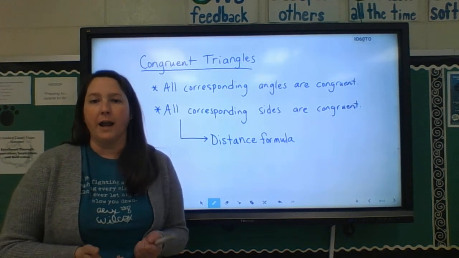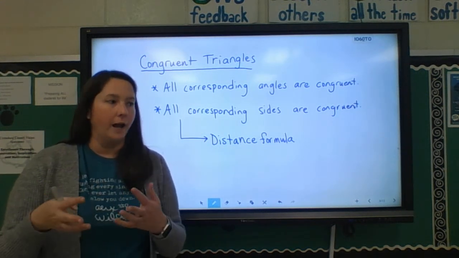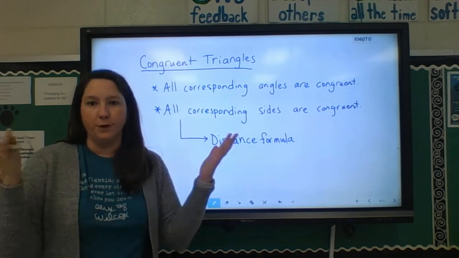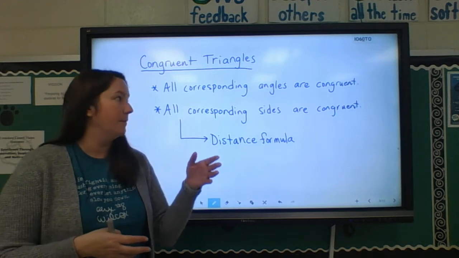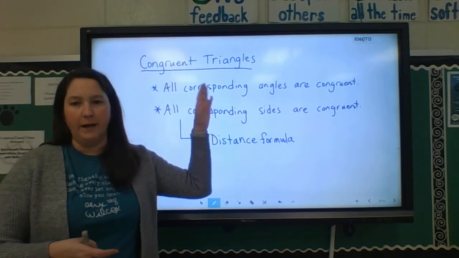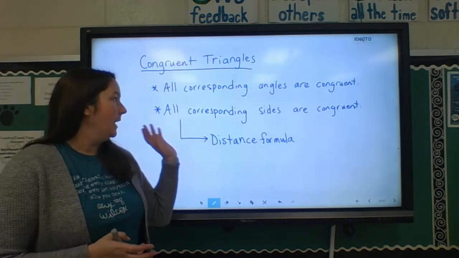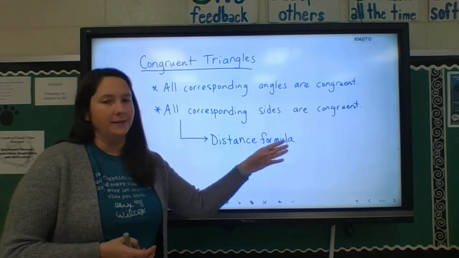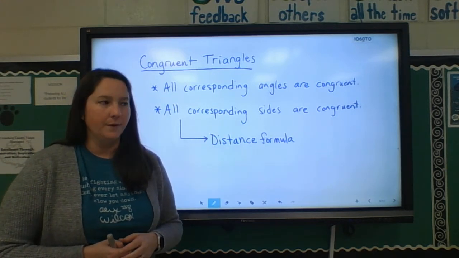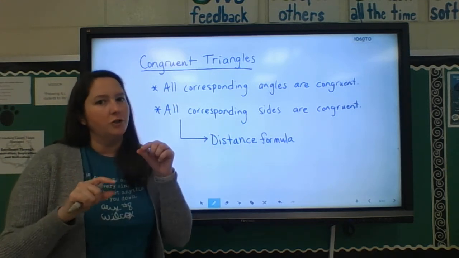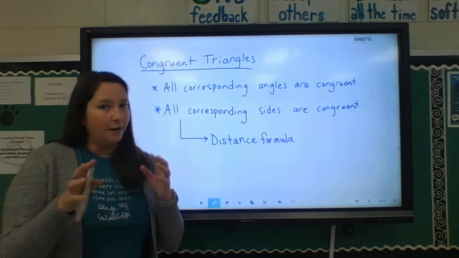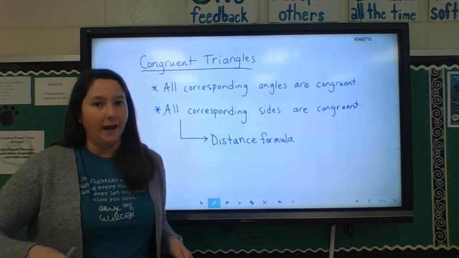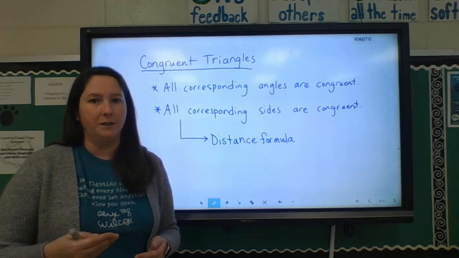Now, congruent triangles. Congruent triangles are two or more triangles that are the exact same. All of their corresponding angles are congruent and all of their corresponding sides are congruent. So a little tidbit of information: if their sides are congruent, then if you pull out your protractor and measure, their angles are going to be congruent.